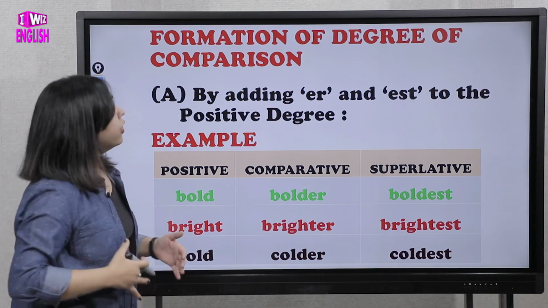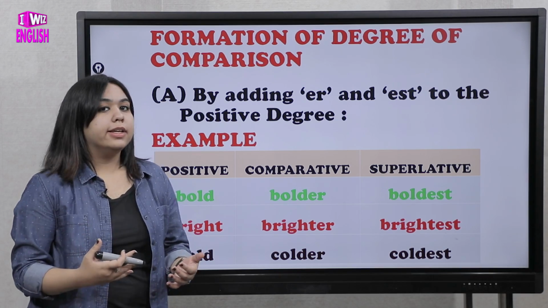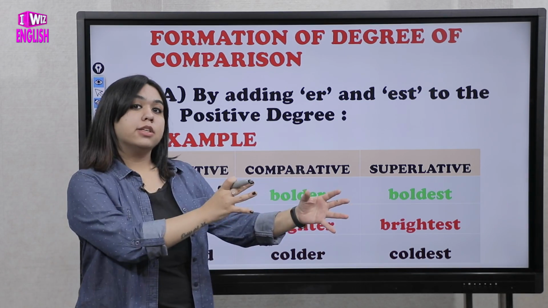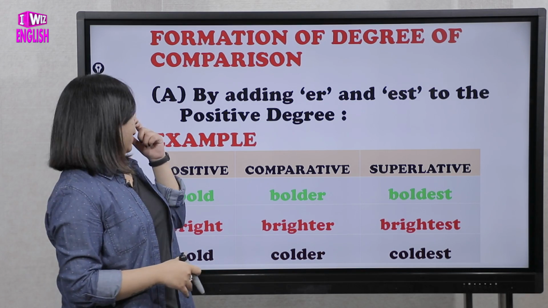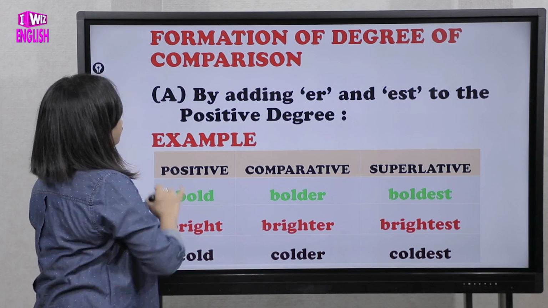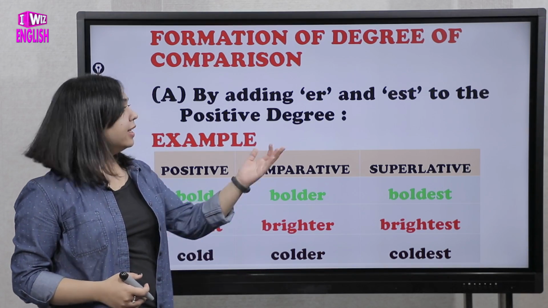Now, we are going to read and learn about the formation. How are you going to form the degrees? Like good, better, best, beautiful, more beautiful, most beautiful. How are you going to form them? Okay, and we are going to read them one by one. So, the first part is by adding ER and EST.